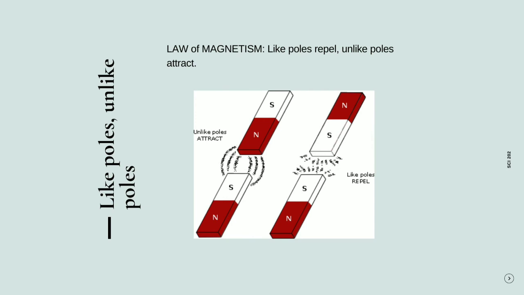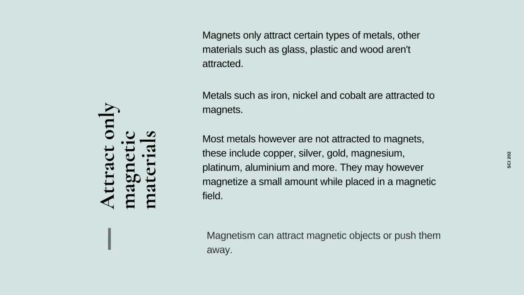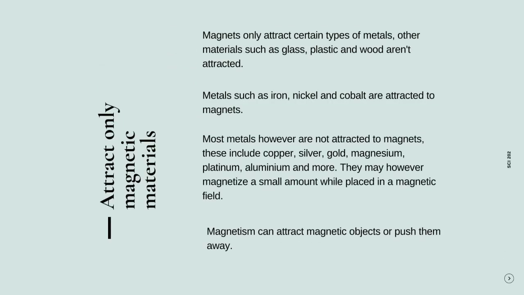This is according to the law of magnetism. Like poles repel, unlike poles attract. Magnets only attract certain types of metals. Other materials such as glass, plastic and wood aren't attracted.